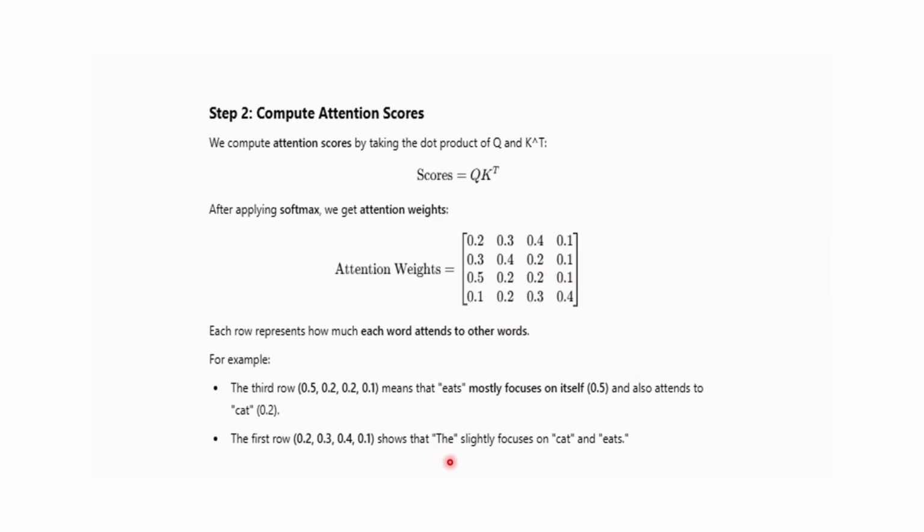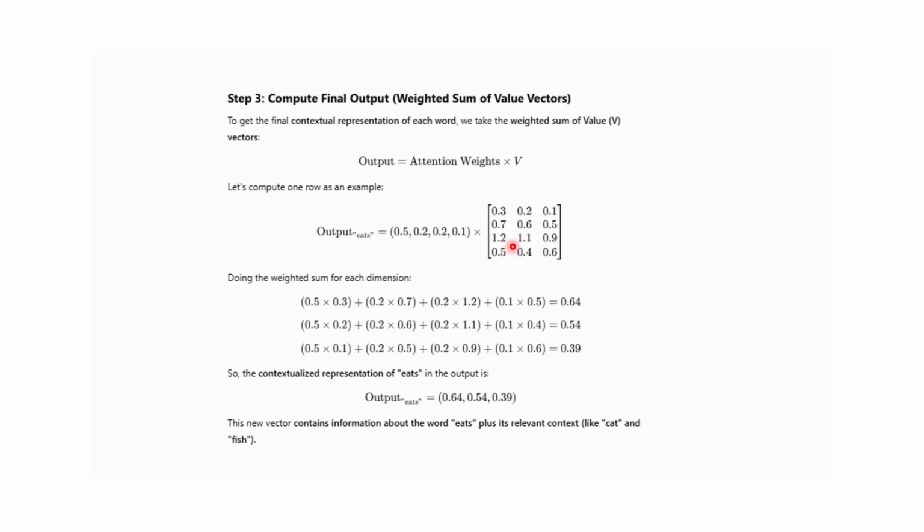It should be understood like this. The first row represents the embedding of the word the, right? If you look at this, the cat and eats are having the higher numbers. That means the word the is very much attached to the words cat and eats. That's how we should understand it.